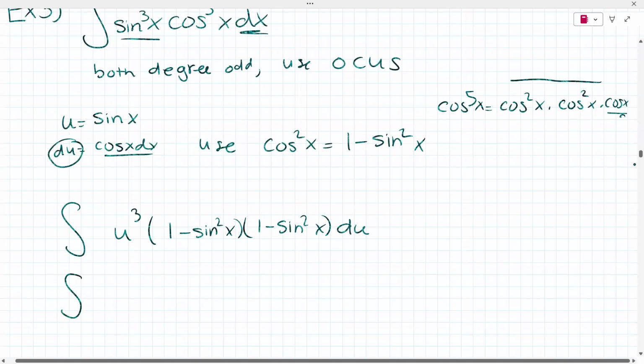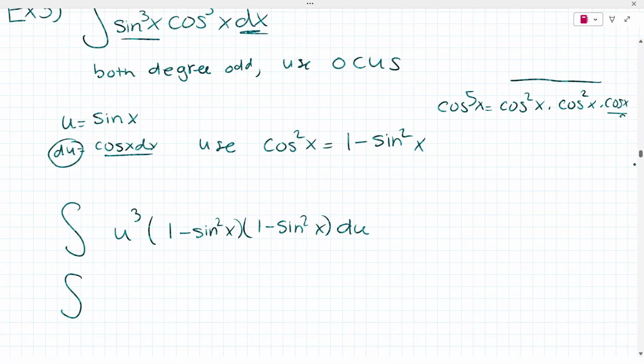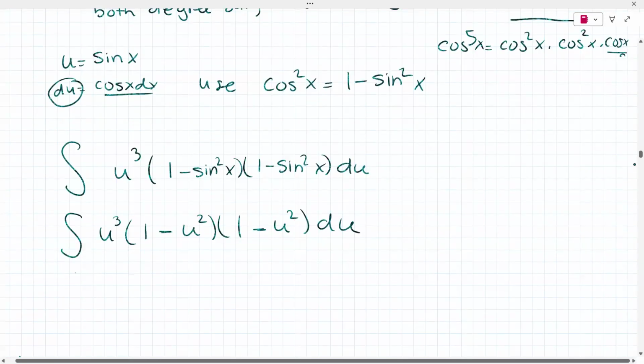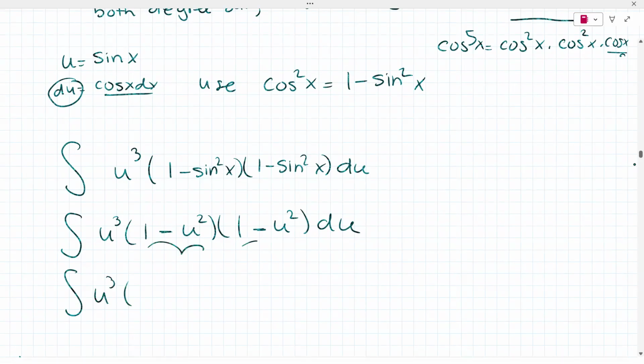And then what you're going to do, since we used u as sine of x, just wherever you see a sine of x, replace that with u. So you have u cubed, and 1 minus sine squared of x is the same thing as 1 minus u squared, du. Let me clean this up a bit. This is going to be u cubed. We have a 1 minus u squared times a 1 minus u squared. It's basically itself, so that could be expressed as 1 minus u squared to the second power du.